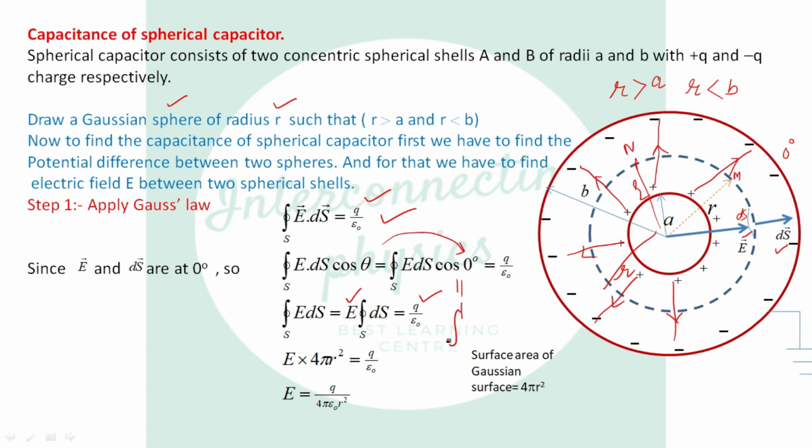Now the closed integration of ds is the surface area of the Gaussian sphere, because we are applying Gauss theorem on the Gaussian surface. The area will be 4 pi r square, because r is the radius of the Gaussian surface. So the electric field between the two shells is q over 4 pi epsilon naught r square.